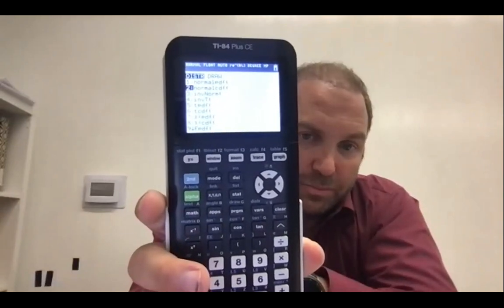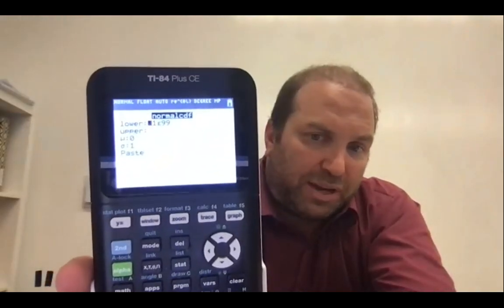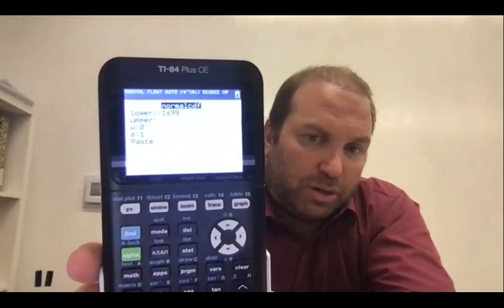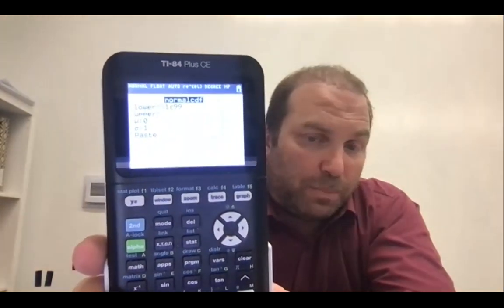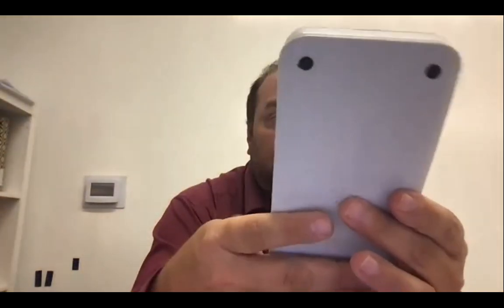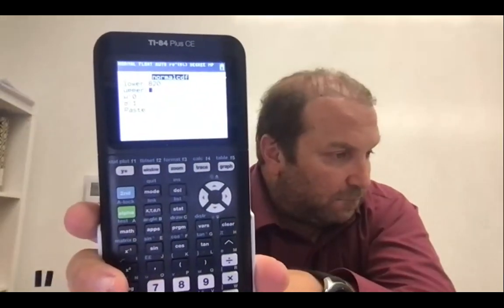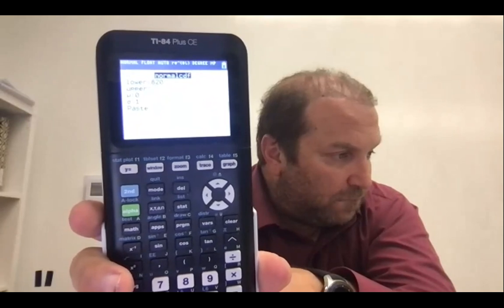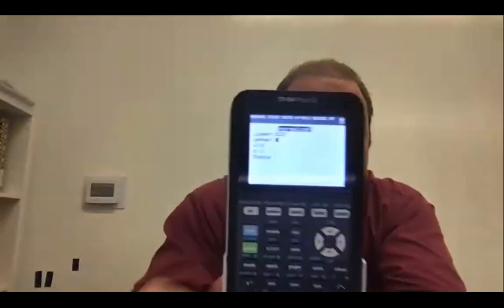There's no point to use it at this level. So we're going to hit enter for normal CDF, and then we're faced with rows: lower, upper, mu, sigma. What do you think I want to put in for the lower? 820. What do you think I want to put in for the upper? How high am I going?